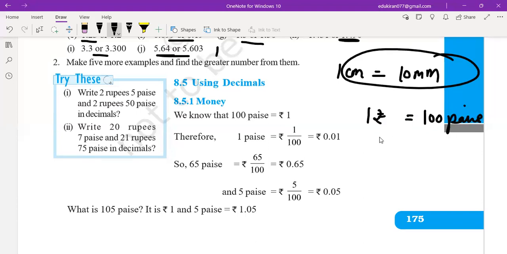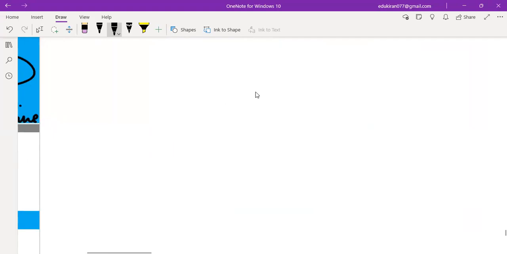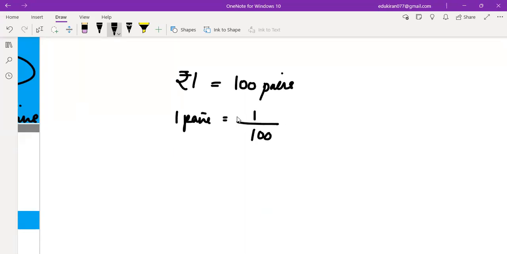Clear? If I ask you, in 1 paise, how many rupees will there be? 1 upon 100 rupees. So what I told you is, 1 rupee equals 100 paise, and 1 paise will be 1 upon 100 rupees. Clear?